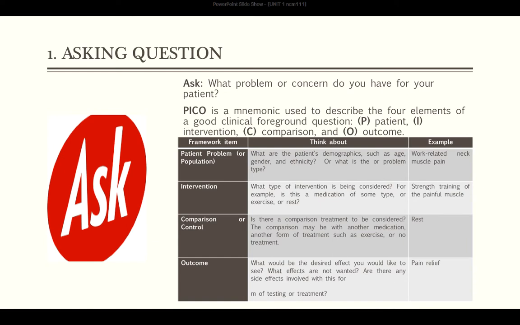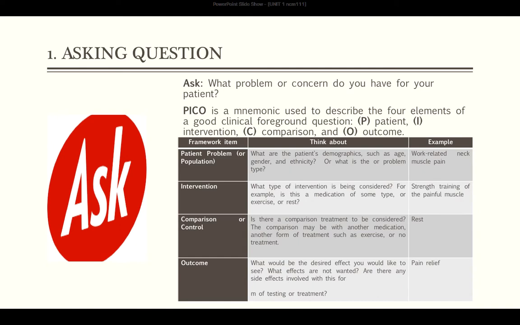Or what is the problem type? So, ang example dito, yung pasyente, meron siyang work-related neck muscle pain. So, sa trabaho niya, dumaranas siya ng muscle pain. Saan? Sa bandang neck or sa bandang leeg. So, the next element would be your intervention.